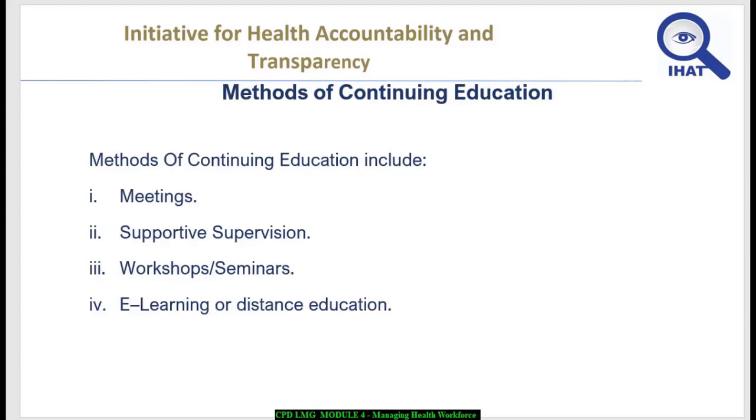What methods are available for continuing education? We have meetings, which are also important for sharing information. In clinical practice, you have ward rounds and clinical meetings. Supportive supervision is also another key method. Workshops and seminars, webinars, and podcasts we have mentioned earlier.